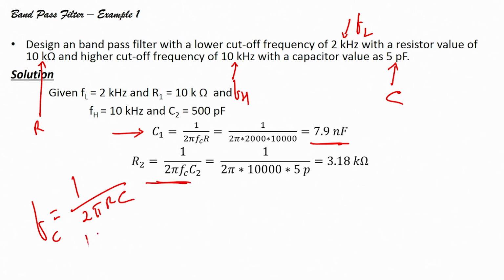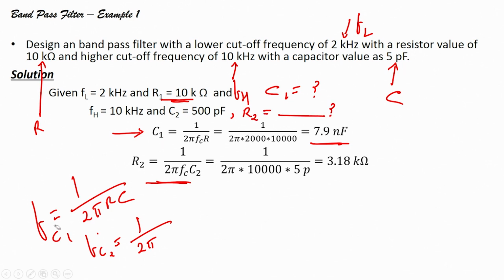So, FC1, FC2 we can say like this, F equals 1 by 2 pi RC. This one we have calculated because we know the value of R1, but we do not know the value of C1. Here we know the value of C2, but we do not know the value of R2. So, first is the equation for FL, this is the equation for FH. From here and from here we can find R1 C1, R2 C2.